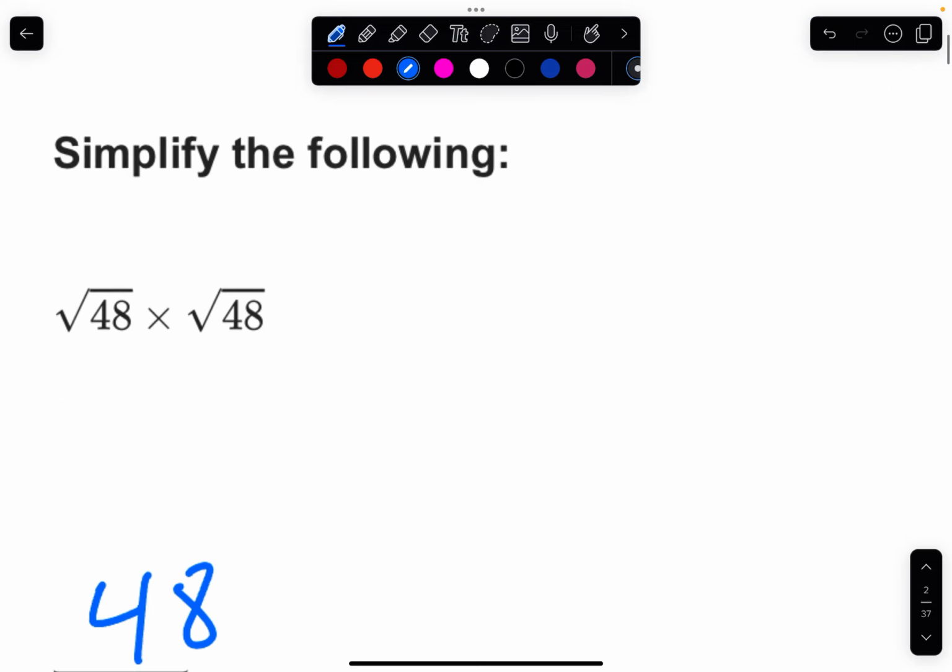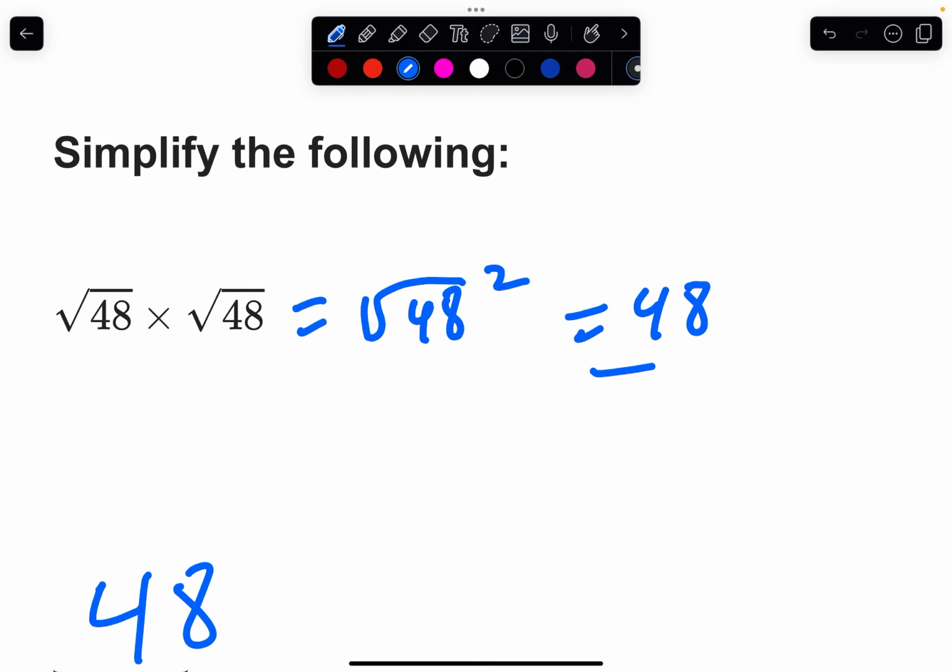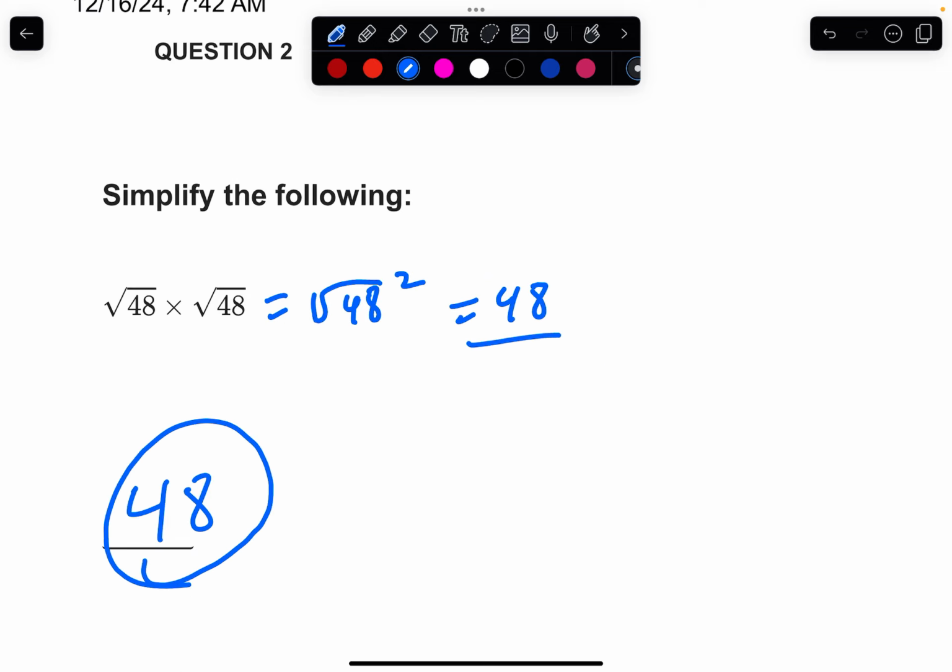Simplifying radicals, remember that root 48 times root 48 is the same as root 48 squared, which cancels each other out, making it just whole number 48. Let's get it.